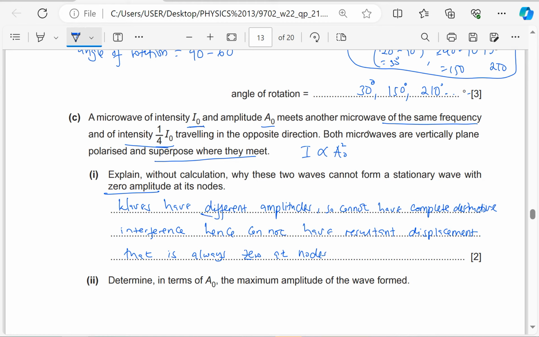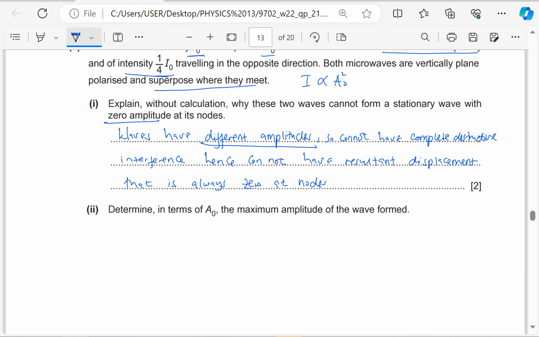So because the amplitudes are different, we can't have total cancellation. There is no total cancellation here. So that means we cannot have complete destructive interference. So we cannot have zero displacement at the nodes. Then determine in terms of A naught the maximum amplitude of the wave formed.